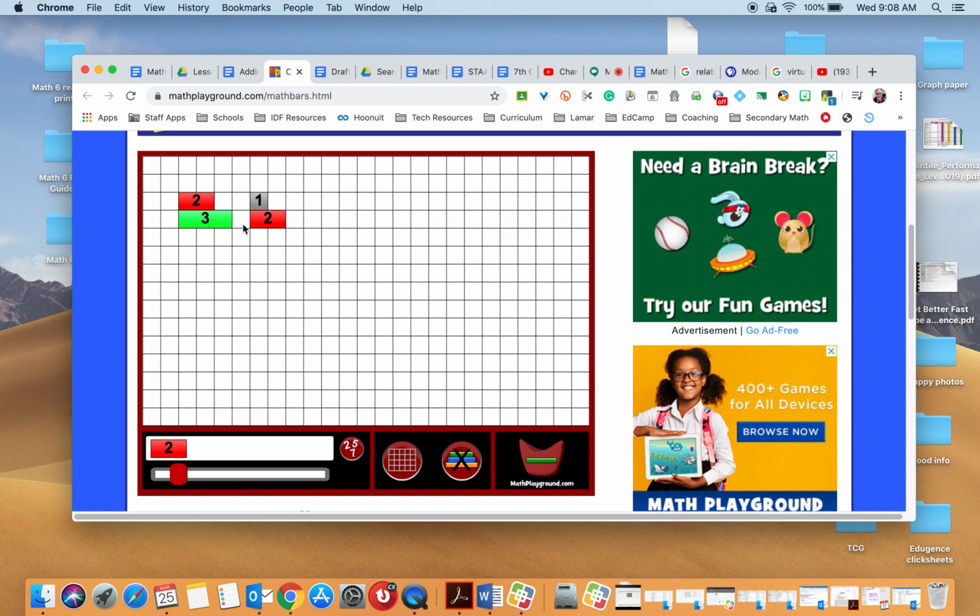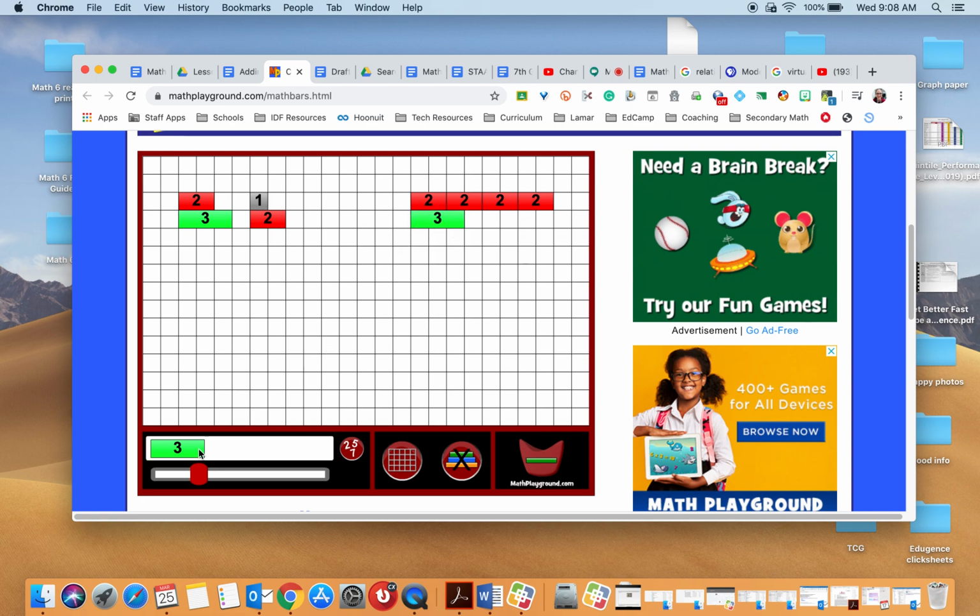Now I can't just add these right now because they don't have a common denominator. So let me think about that. I have a 2 and a 3. To figure out what my common denominator should be, I'm going to make a chain of 2's, and I'm going to make a chain of 3's, and I'm going to see where they have the same length.